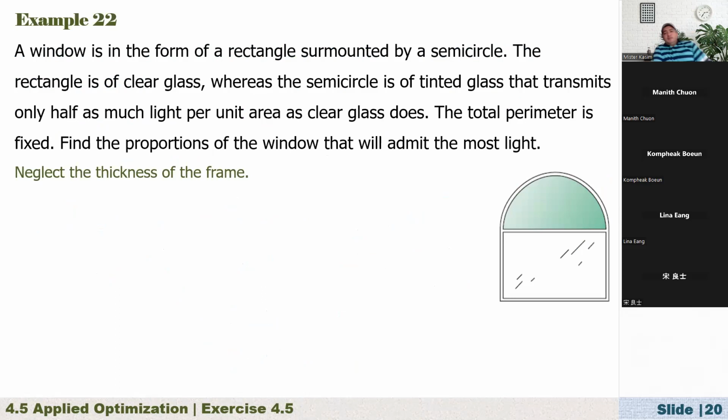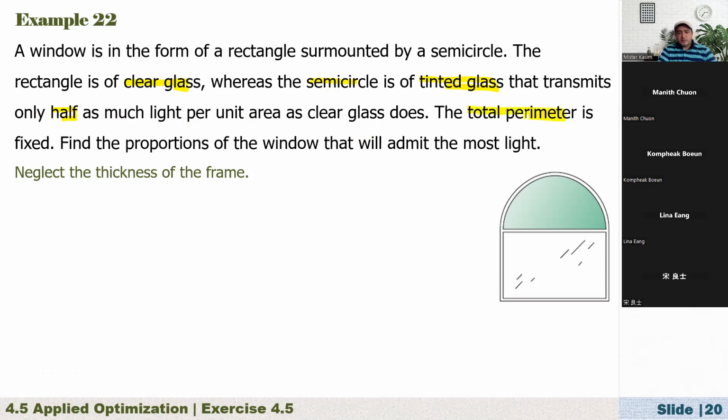There's one beautiful question here. Again, it's related to engineering or geometry or architecture. A window is in the form of a rectangle surmounted by a semicircle. The rectangle is of clear glass. I'll highlight that part. The rectangle is of clear glass, whereas the semicircle is of tinted glass that transmits only half as much light per unit area as clear glass does.